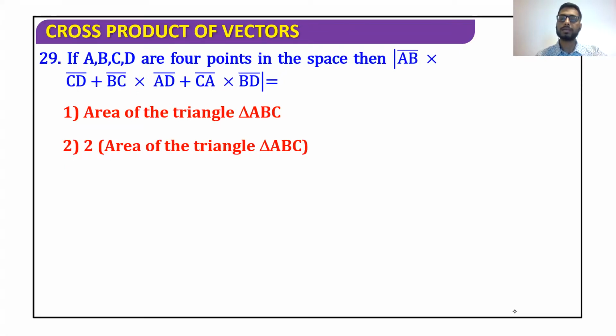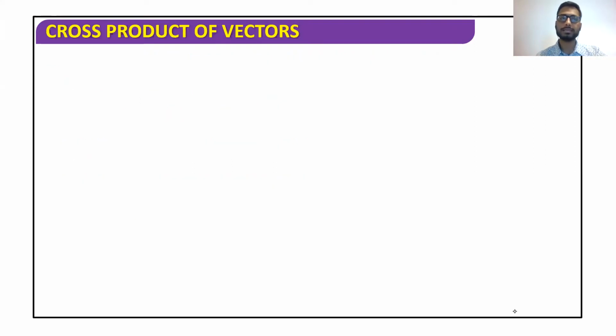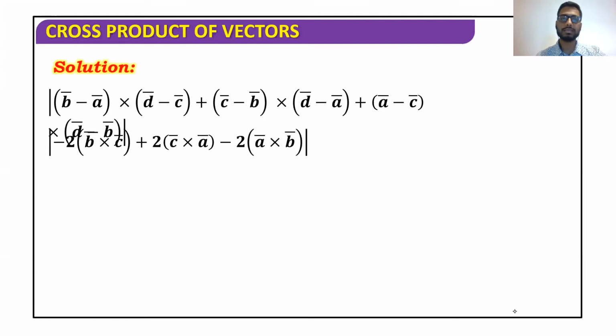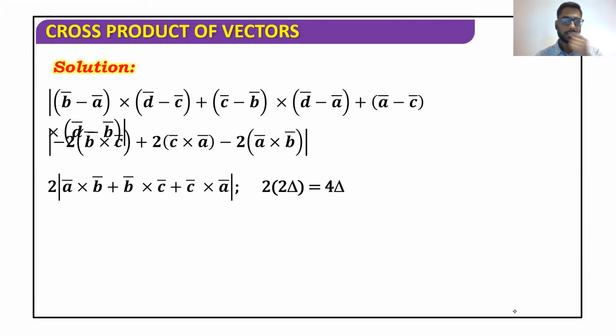Find the cross product AB cross CD. So AB is B minus A cross with D minus C. Open the two brackets. You are going to get this. And on simplifying, cancel out the negative terms. We get 2 times A cross B, B cross C, C cross A. And we had seen this term in the previous question. Value of A cross B, B cross C, C cross A is nothing but 2 times area of triangle. And 2 is outside, so that becomes 2 into 2, which is 4 times area of triangle.